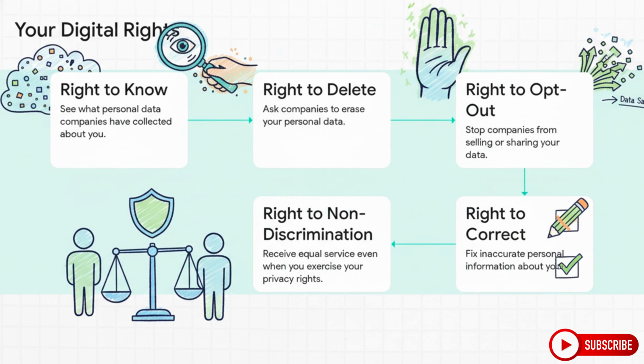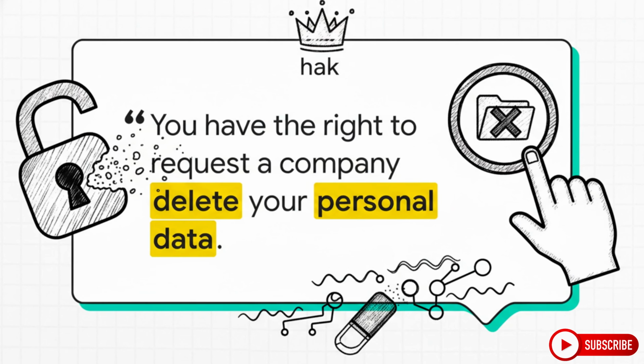Fourth, the right to correct. If any information is wrong, you can get it fixed. And fifth, the right to non-discrimination. A company can't treat you differently for using these rights. This simple idea is now your power. You can literally tell any company, hey, delete my data, because it's your right. You now have the right to control your own information.